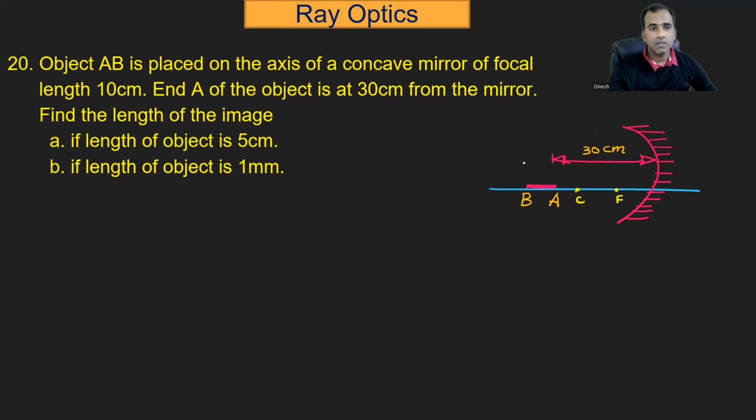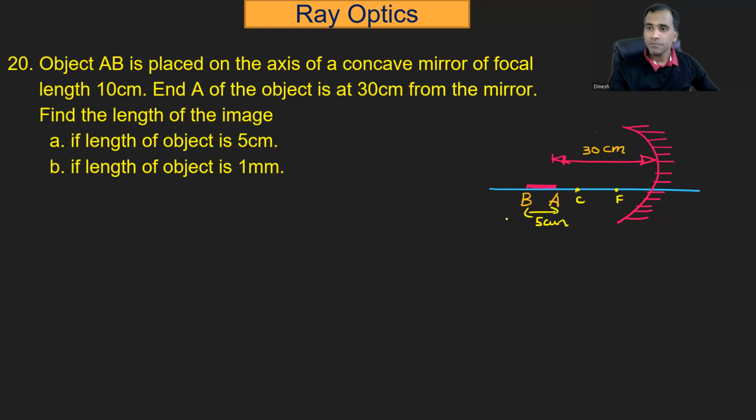Find the length of the image if the length of the object is 5 centimeters, if the length of the object is 1 mm. There are two questions here. In the first case, object length is 5 centimeters. This length, if you observe, is comparable to focal length. Focal length is 10, object size is 5. So you can't treat it as a small object.